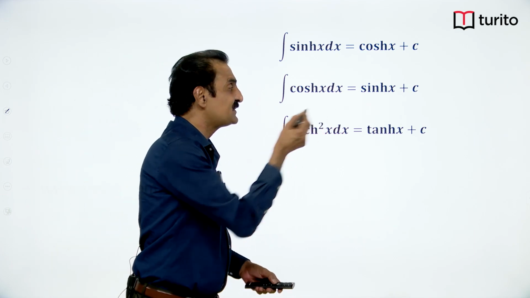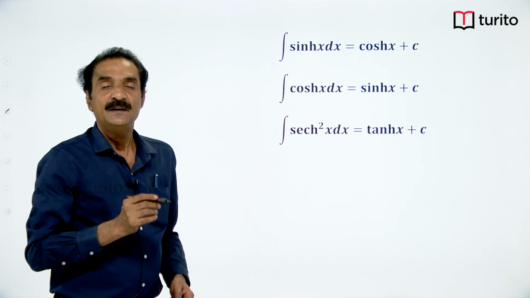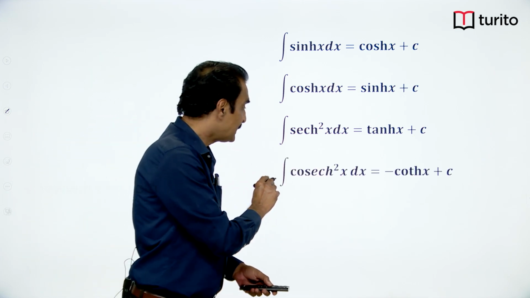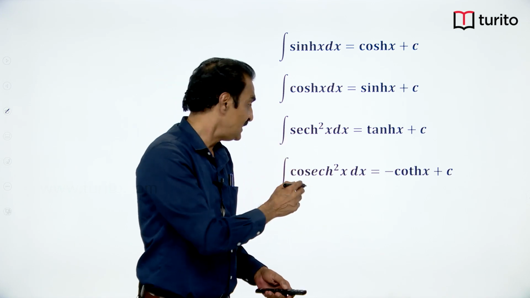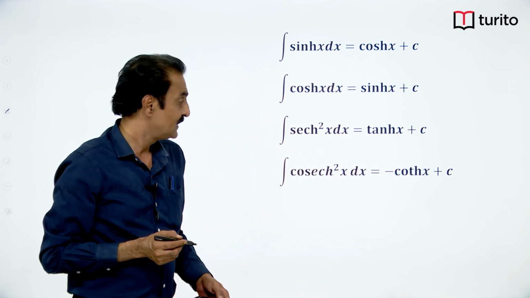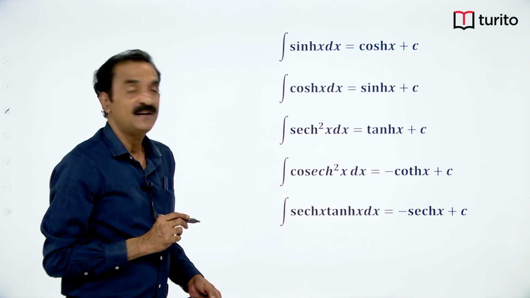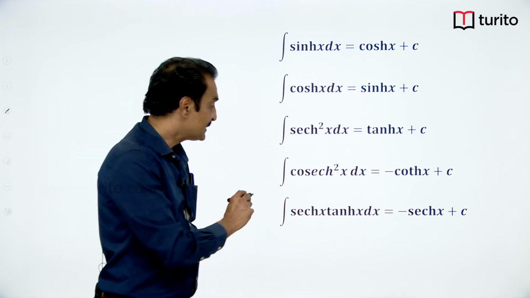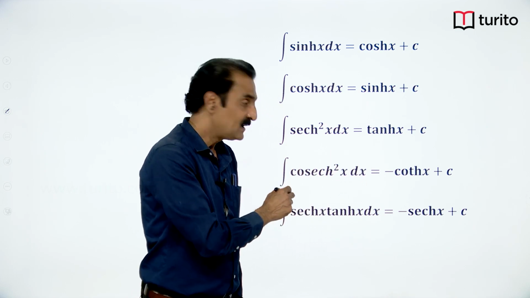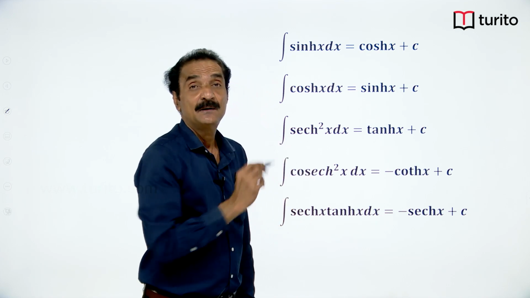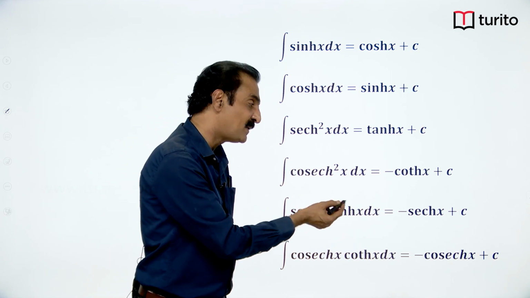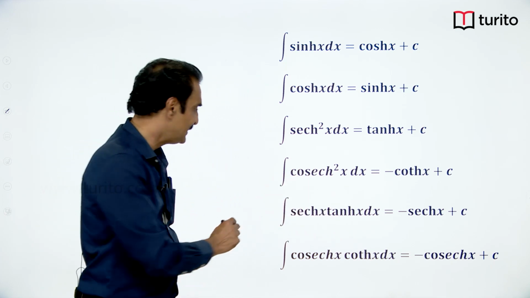Integral secant h square x is tan hx. Integral of secant square theta is tan theta. Same. Integral cosecant square theta is minus cot theta. Similarly, integral cosecant h square x dx is minus cot hx. This formula is little different. In trigonometry, integral secant x tan x is equal to plus secant x. Here, integral secant hx tan hx is minus secant hx. Integral cosecant hx cot hx is minus cosecant hx, same as trigonometry, only this is different.